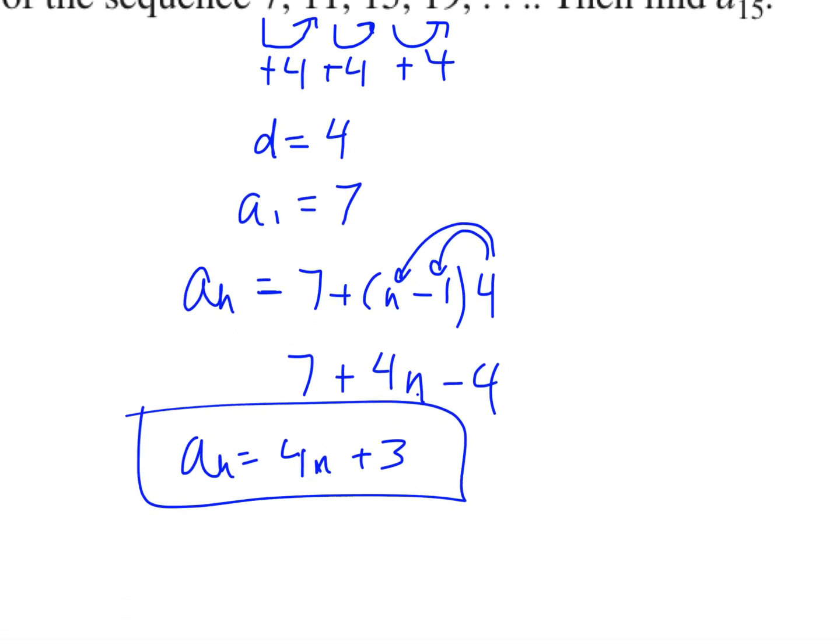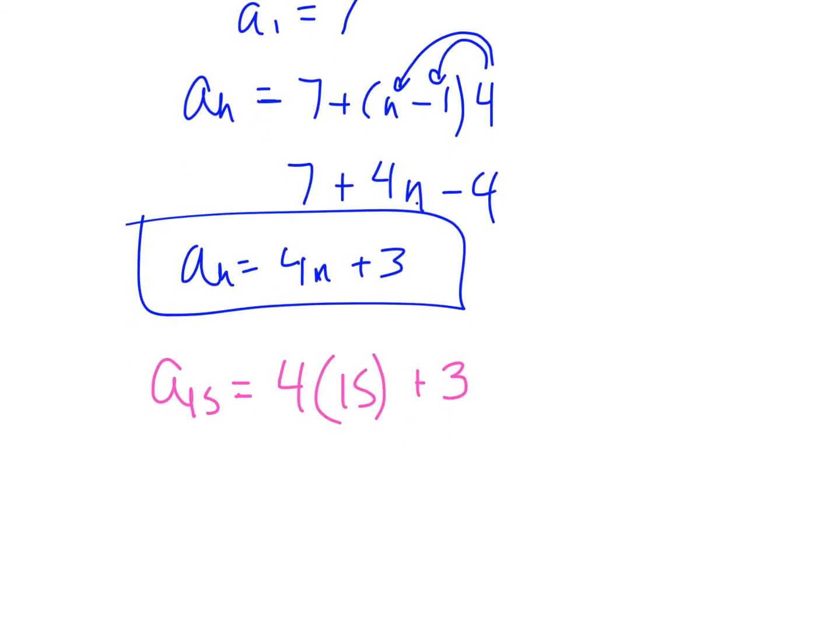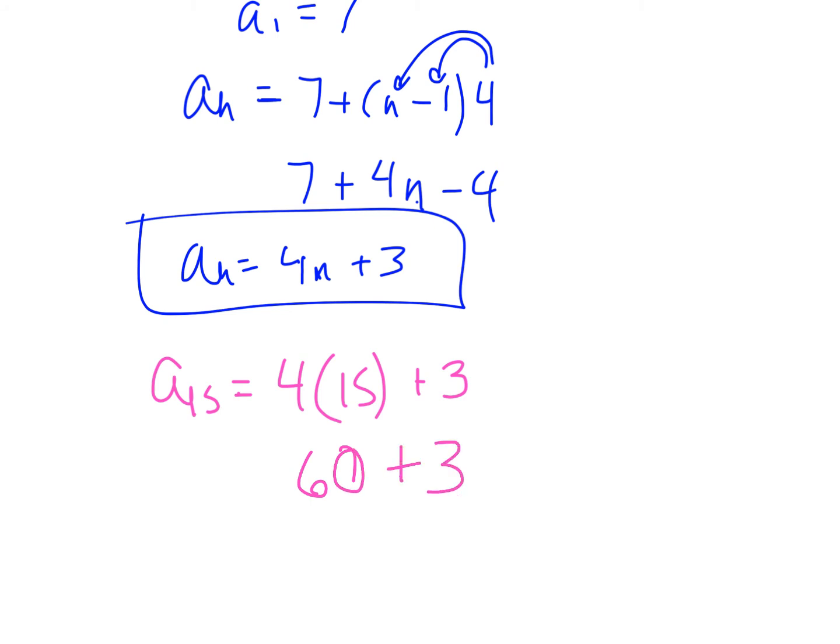Now we want to find a sub 15. So what are we going to plug in for n? 15. So 4 times 15 is 60. And 60 plus 3? 63.